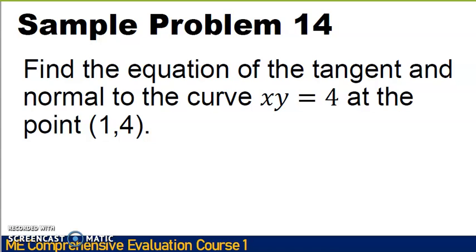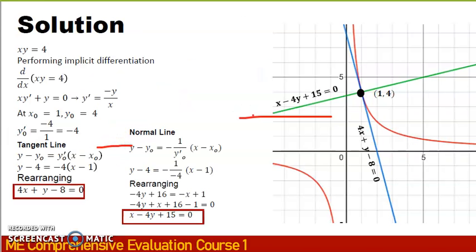Find the equation of the tangent and normal to the curve xy equals 4 at the point 1, 4. Drawing that equation, this is actually a hyperbola. As you can see, that is the graph of the function, and we want to find the equation of the tangent line and the equation of the normal line at this point 1, 4.